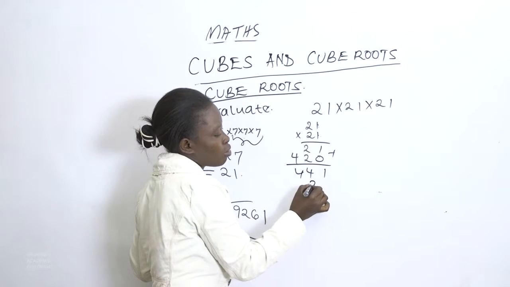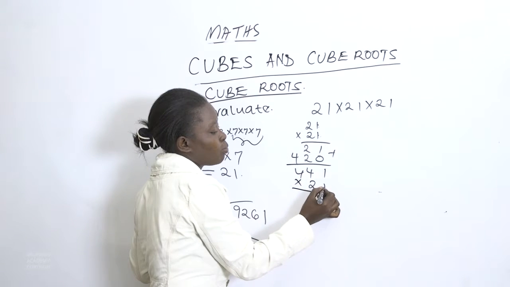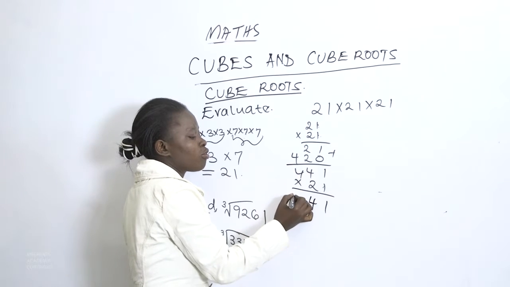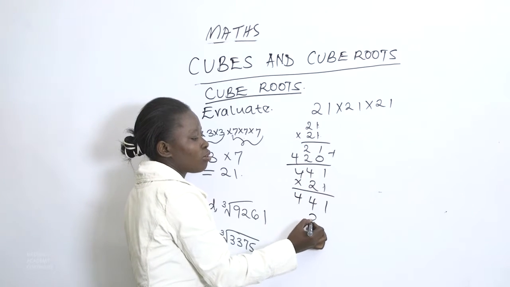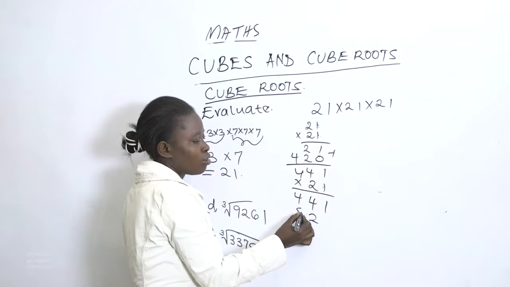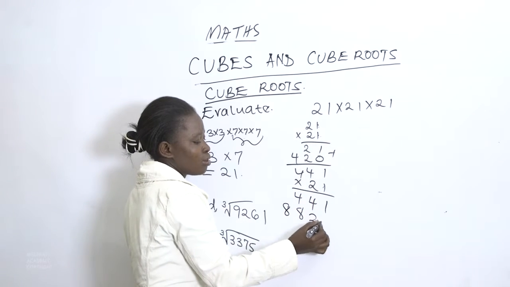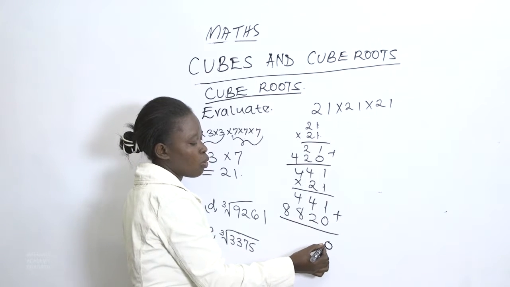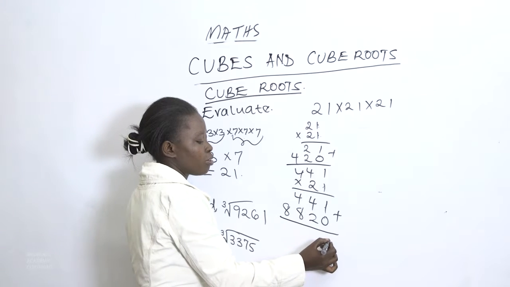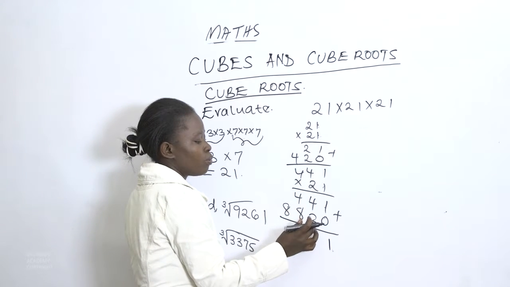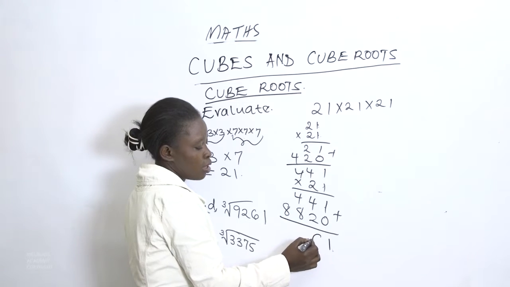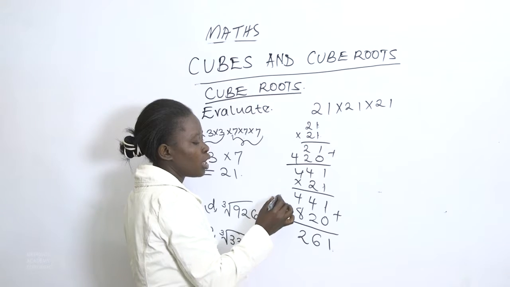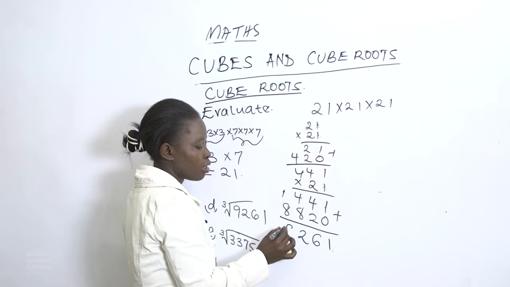Then next we have times another 21. So when we multiply, we have 1 times 1 is 1. 1 times 4 is 4. 1 times 4 is 4. Then 2 times 1 is 2. 2 times 4 is 8. 2 times 4 is 8. So this means that when I add, I have 1. 1 plus 0 is 1. 4 plus 2 is 6. 4 plus 8 is 12. So I write 2, carry 1. 1 plus 8 is 9.